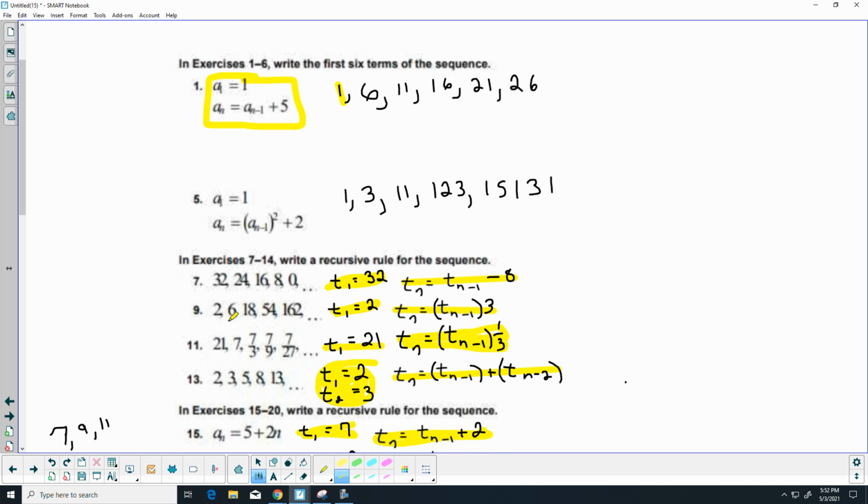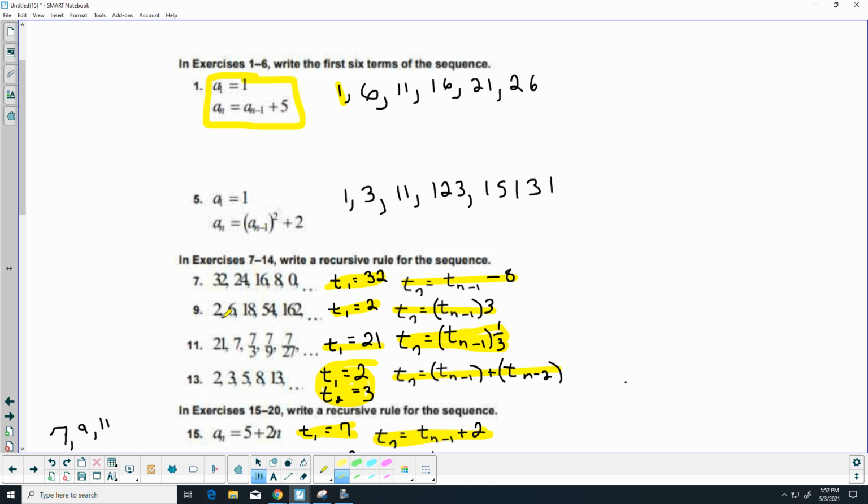All right, on number 7 through 13, I needed to write a recursive definition. So I started by listing what my first term was here. It's 32. So t sub 1 equals 32. Then I asked myself, well, what's happening? Well, 8's being subtracted. So to get the 24, I took the previous term and subtracted 8. So that's where that t sub n minus 1 minus 8 comes from.